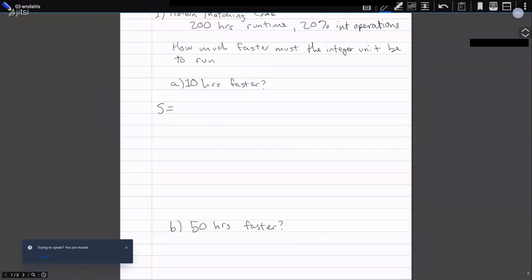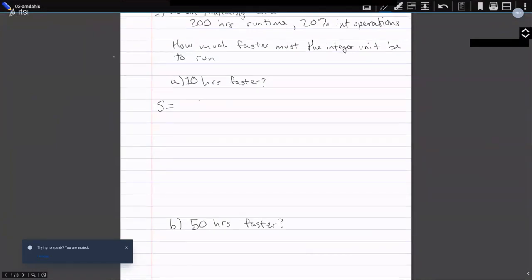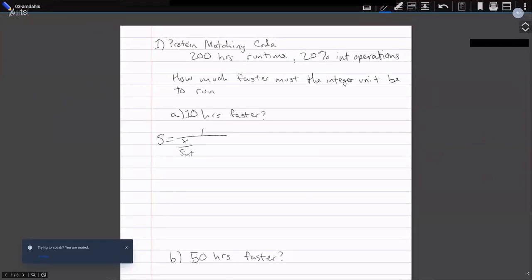Okay, so let me just go ahead and copy over this Amdahl's law. So we know that x is 0.2. We also know the speedup that we need. We're trying to get 10 hours faster from 200 hours.